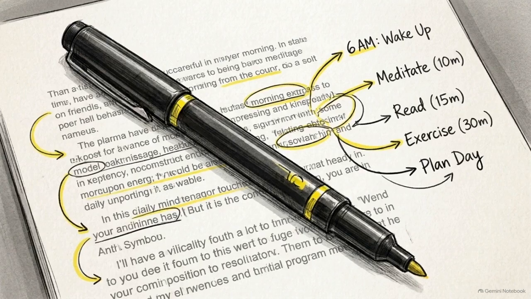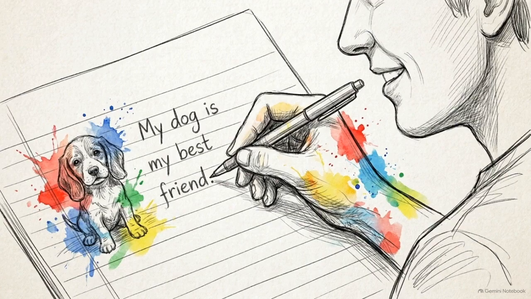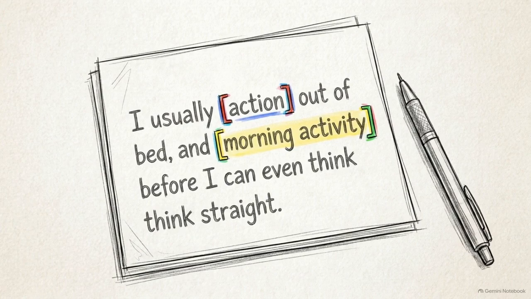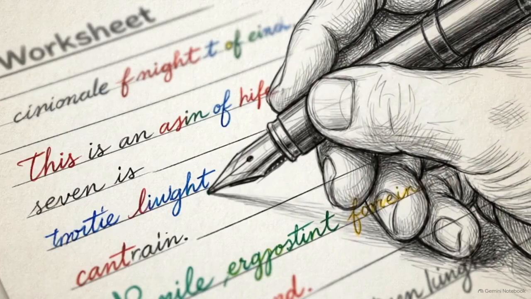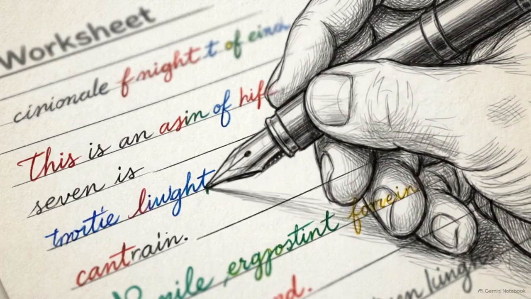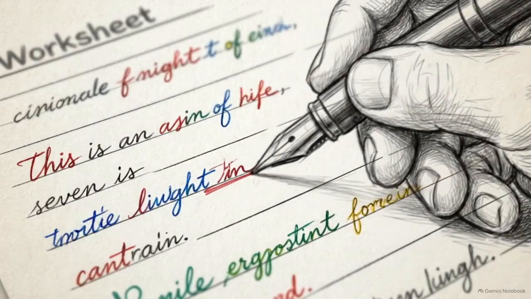Step 3 is personalization. Shifting from simple mimicry to personal relevance is what allows for deep memory encoding. Use this template to describe your own morning. This ensures the vocabulary is attached to a real-life situation you encounter daily. For example, you might write, "I usually crawl out of bed and drink water," or "I usually jump out of bed and check my email."